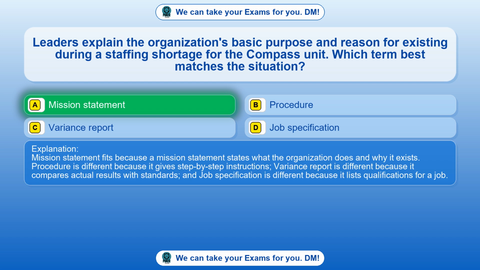Mission statement fits because a mission statement states what the organization does and why it exists. Procedure is different because it gives step-by-step instructions. Variance report is different because it compares actual results with standards, and job specification is different because it lists qualifications for a job.